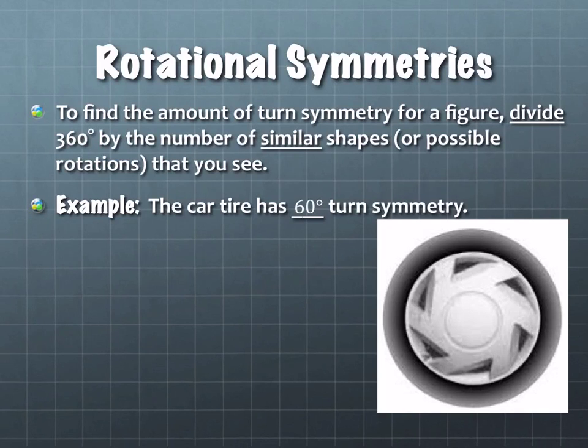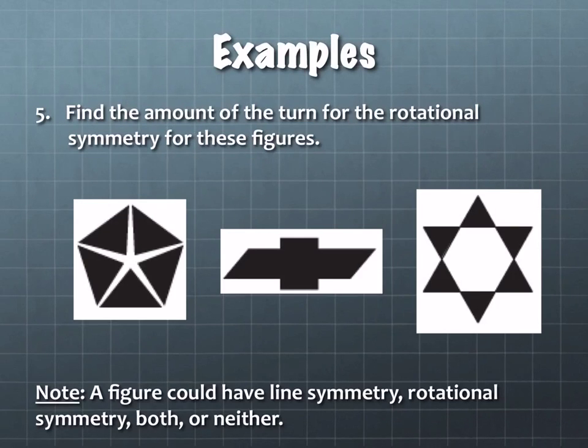How many similar shapes do you see on this one? The car tire. 6, right? Do you see them? Those 6 kind of triangular shapes in the tire, the hubcap. All right, so there's 6 of them. So if you took 360 and divided by 6, you would get 60 degrees. All right, let's figure out what the turn symmetry is for these 3 shapes. What would you have to do on 5? What would be the calculation you'd need to do?